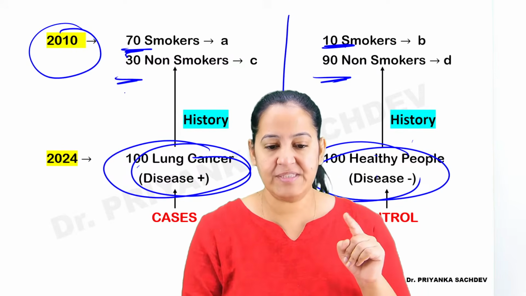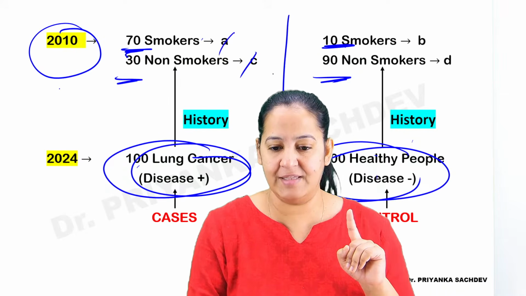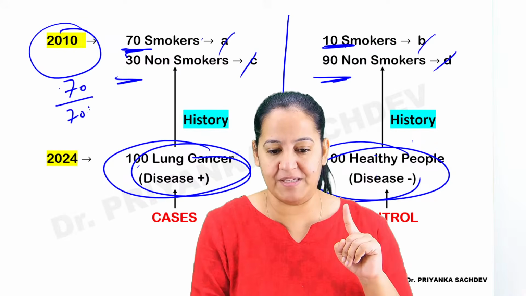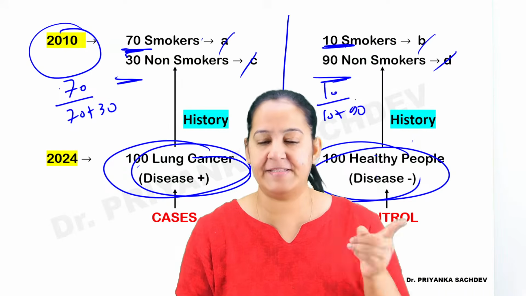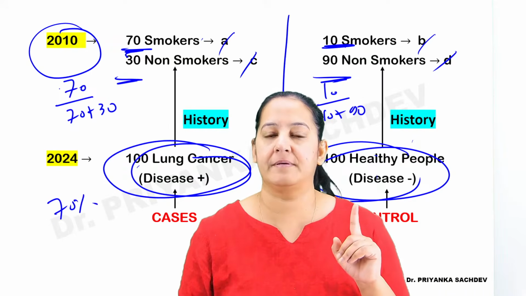Hana? If you see here, the exposure rate among cases is A upon A plus C. This is A, this is C, this is B, this is D. A upon A plus C is 70 upon 70 plus 30, that is 100. And here, 10 upon 10 plus 90, that is 10 upon 100. So here the answer is 70%, and here the answer is 10%. How many of you got it?